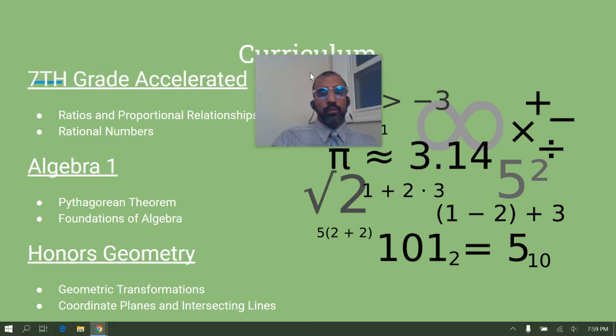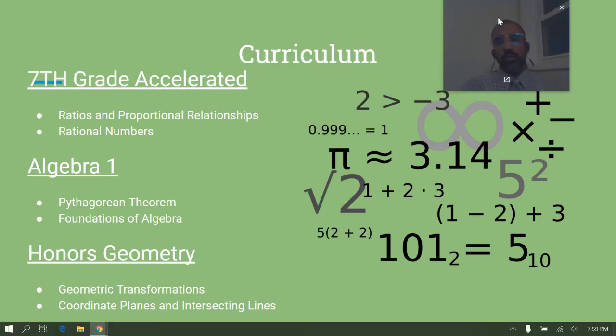For our curriculum for the 7th grade math, we're going to start off with ratios and proportions, and then we'll move on to rational numbers. Algebra 1, we will do the Pythagorean theorem and move on to foundations of algebra. And then honors geometry, we'll do geometric transformations, and then the coordinate planes with intersecting lines.